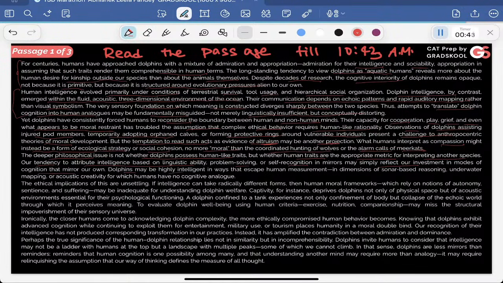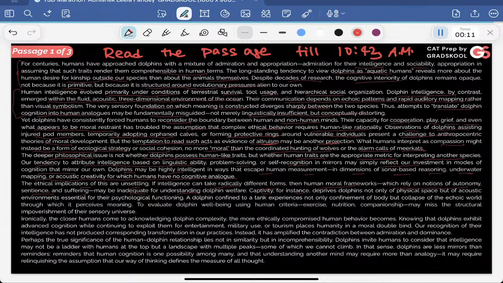Dolphins may be highly intelligent in ways that escape human measurement, in dimensions of sonar based reasoning, underwater mapping, or acoustic creativity for which humans have no cognitive analog. So, dolphins might be very intelligent, but that intelligence might be very different from humans. The ethical implications of this are unsettling. If intelligence can take radically different forms, then human moral frameworks, which rely on notions of autonomy, sentience, and suffering, what is sentience? Thoughtfulness, may be inadequate for understanding dolphin welfare.